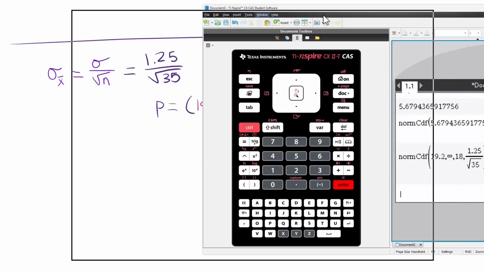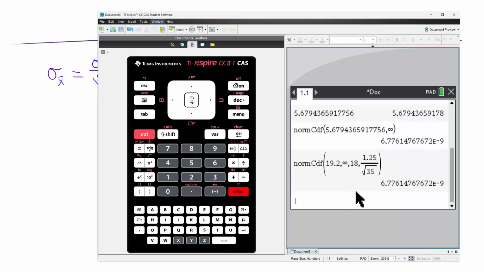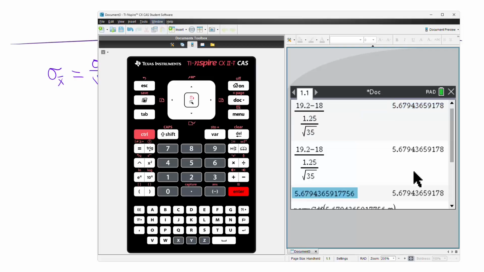Oops, you can't see that screen. I hope earlier the calculator was on the screen too. That would be very sad if it was not.